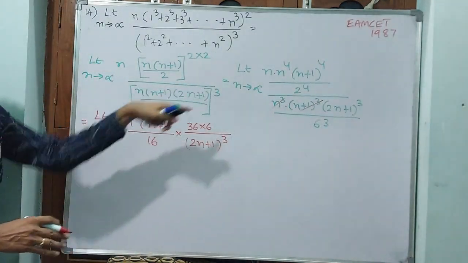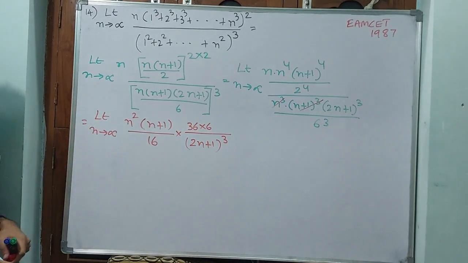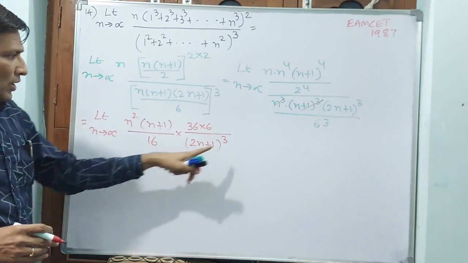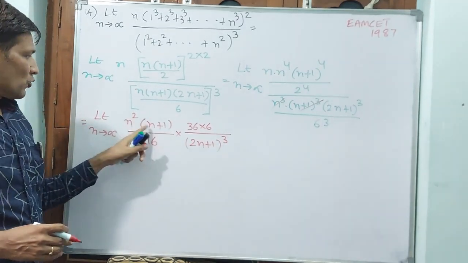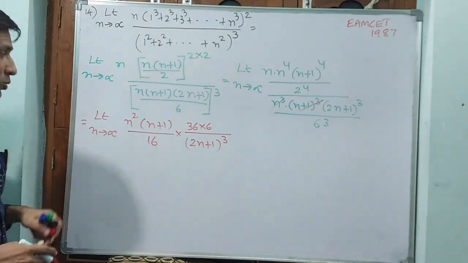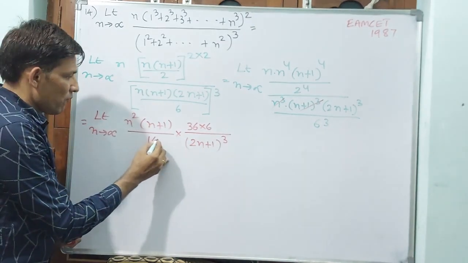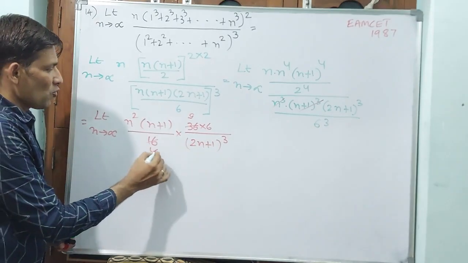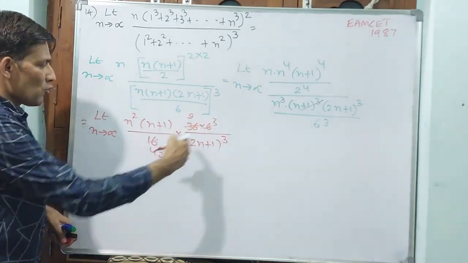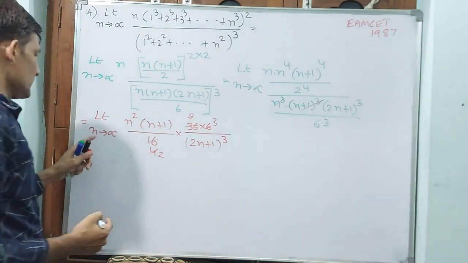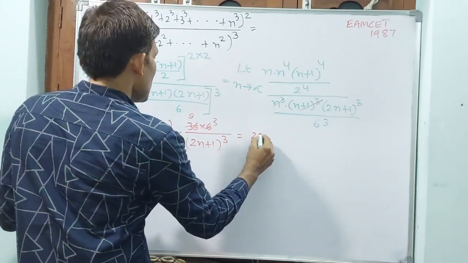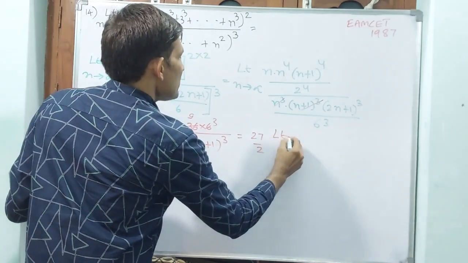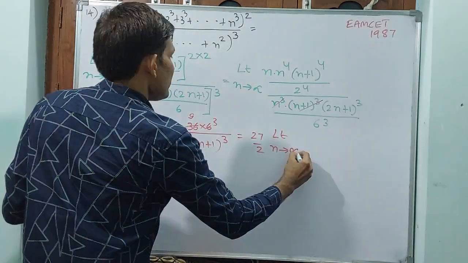Is it okay? Stop and see whether it is correct or not. Now you see here also cube is there, here also cube is there, so we can take n cube. Before that, you see 4 4s, 4 9s, 2 2s, 2 3s. 27 by 2 you take common outside, that is equal to 27 by 2. I have taken out 27 by 2. Limit n tends to infinity.